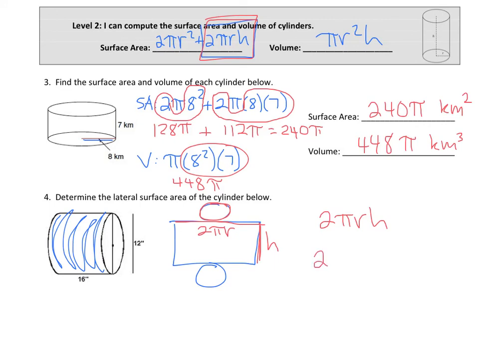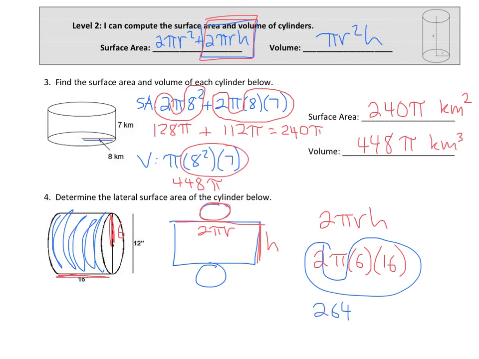So I'm going to do 2 times pi times the radius, and be careful, I'm given the diameter, but I only want the radius. If the diameter is 12, the radius is 6. So 2 pi times 6 times the height, which is 16, even though the cylinder's on its side. That's always the height. And that gives us, when we multiply 2 times 6 times 16, we get 264, and don't forget pi. And this is in inches, so square inches.